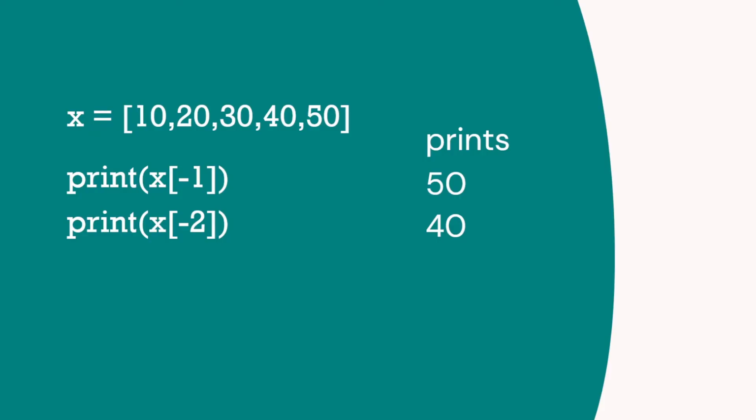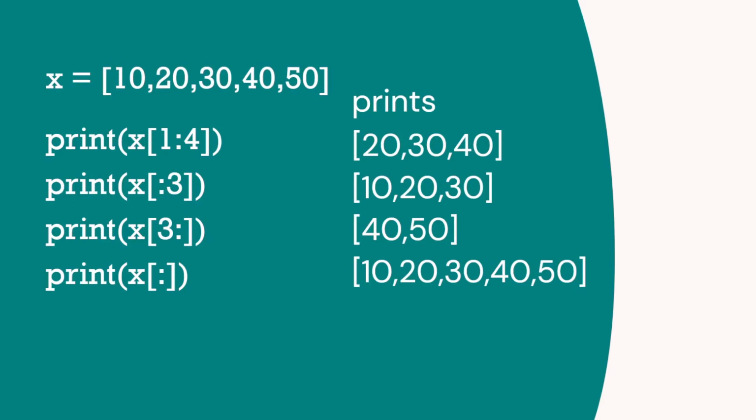Here we can use a negative index, and that starts at the end of a list. So if we start at 1, but at the end, so that's -1, that would print the last element, which is 50 in this case. -2 would print the second last element, which is 40 in this case.